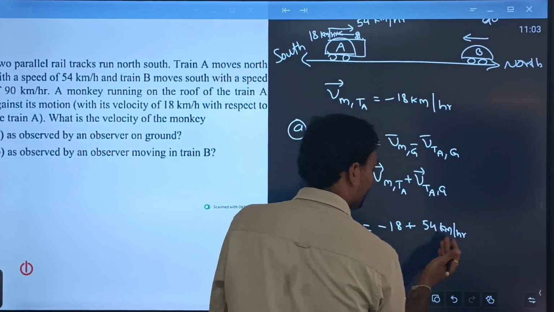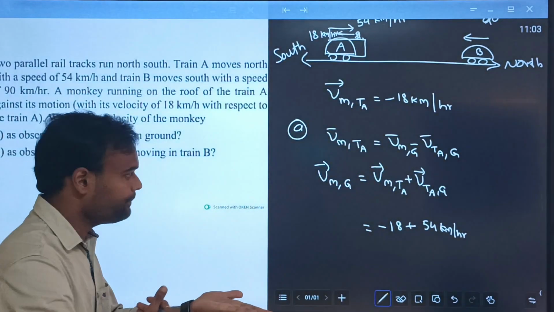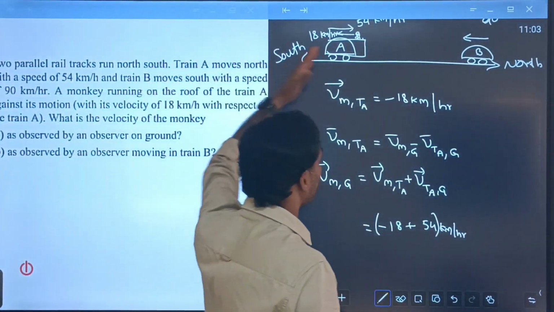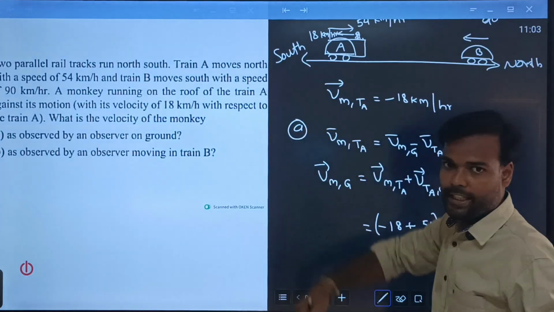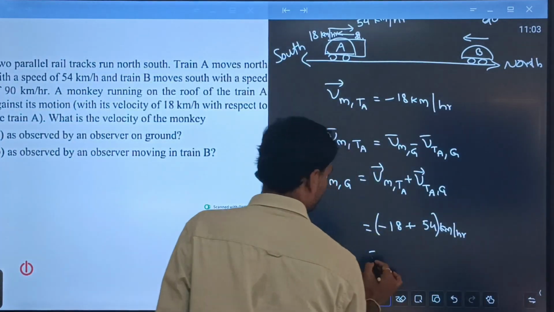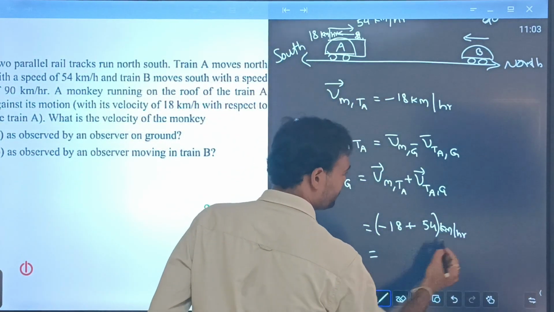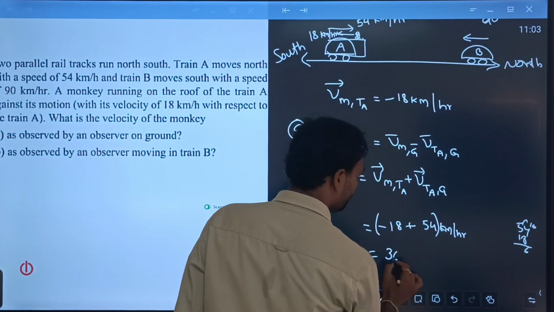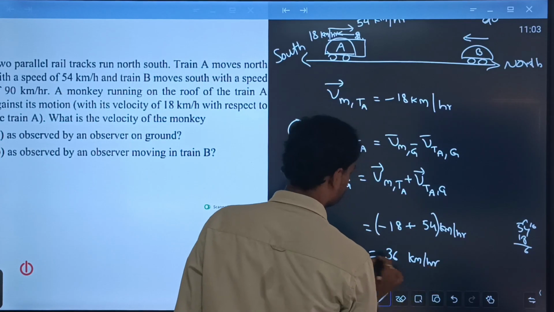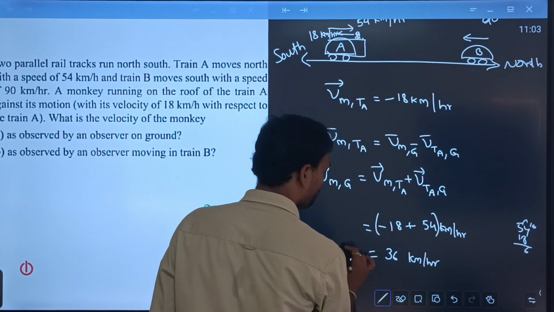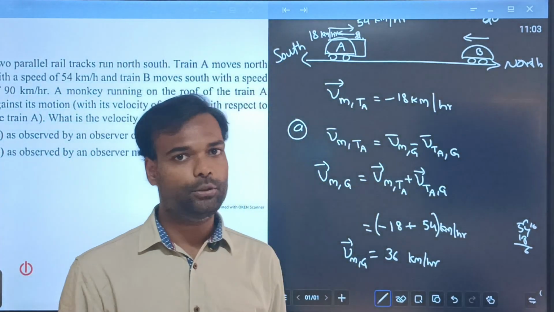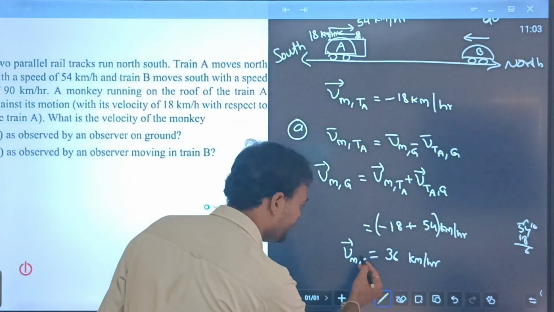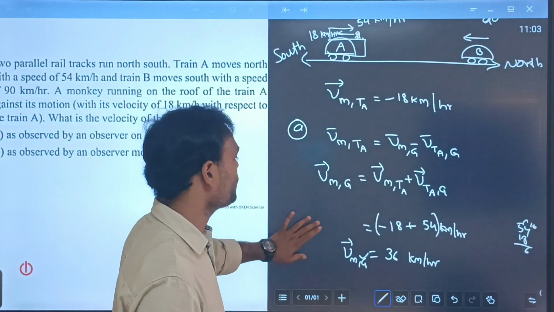Of course, the monkey is moving in the leftward direction and the train is moving in the rightward direction. The train is moving in the northward direction, the monkey is moving in the southward direction. That's why the answer will be 54 minus 80, which is minus 36 kilometers per hour. This is the velocity of monkey with respect to ground, for the observer on the ground.